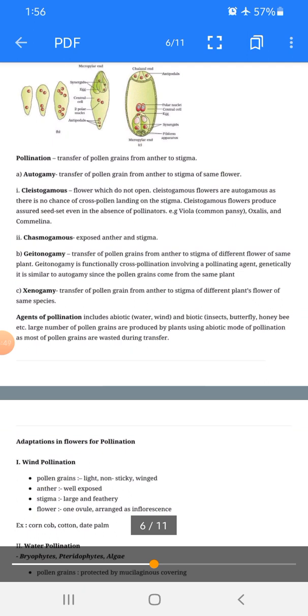And chasmogamous flowers have exposed anther and stigma. Then geitonogamy is the transfer of pollen grains from the anther to the stigma of a different flower of the same plant. Geitonogamy is functionally cross pollination involving a pollinating agent. Genetically it is similar to autogamy since the pollen grains come from the same plant. Then xenogamy is the transfer of pollen grain from anther to stigma of a flower of a different plant of the same species.